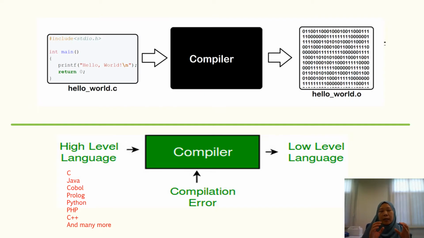The conclusion here is that the compiler takes our high-level language program, like C, Java, COBOL, Prolog, Python, PHP, C++, and many other high-level languages. We construct this program using a high-level language, and we need a compiler to check the errors, and at the same time it converts our high-level language into low-level language. Low-level language is assembly language or machine code. The compiler itself is a program written in different languages: high-level language, machine language, or assembly language. When we have different machines, like Sun Microsystems or the Mac operating system, they have different compilers.